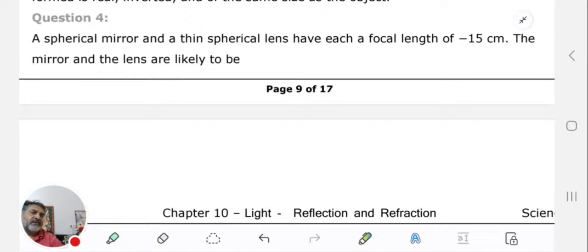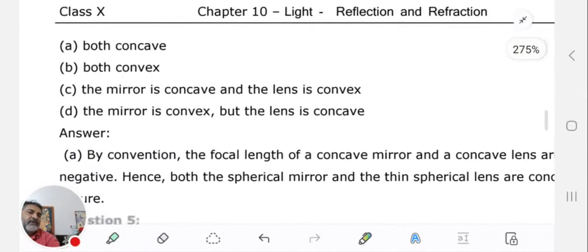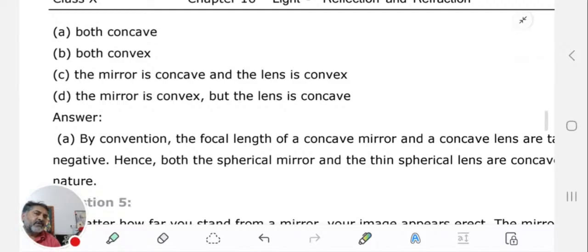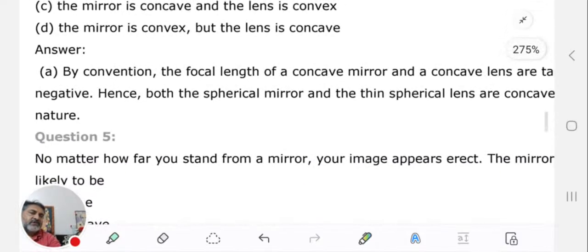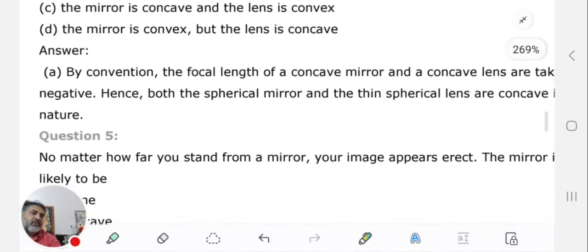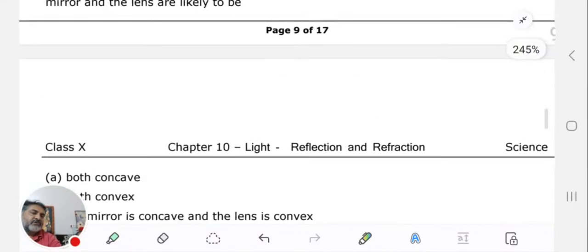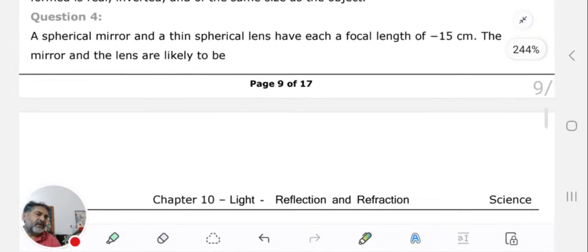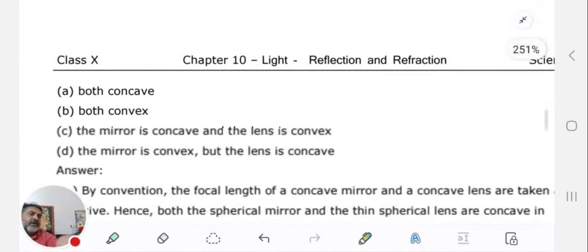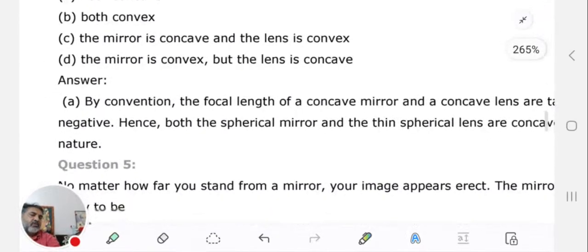minus 15 centimeter. The mirror and the lens are likely to be: A, both concave; B, both convex; C, the mirror is concave and the lens is convex; D, the mirror is convex but the lens is concave. The answer is A, both concave, because the question says the mirror and the lens have the same focal length.